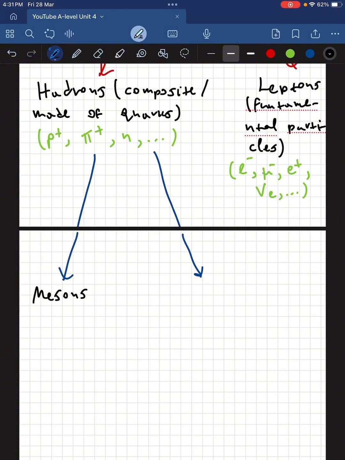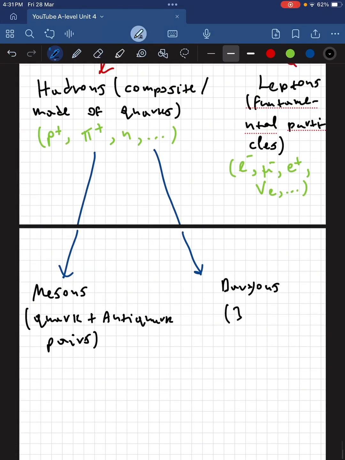Okay, because they are supposed to be particles that are in between a very heavy particle like a proton and a very light particle like the electron. So mesons consist of quark plus antiquark pairs. And then we also have the baryons, from the Greek word varis, which means heavy. Baryons always consist of three quarks. Don't worry, we're going to talk about quarks and everything soon.